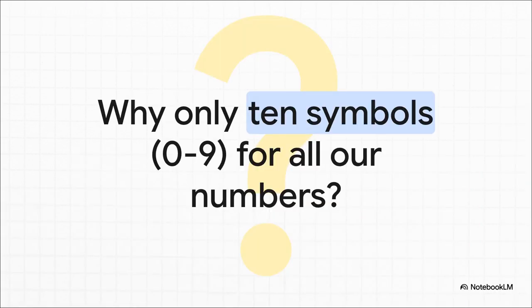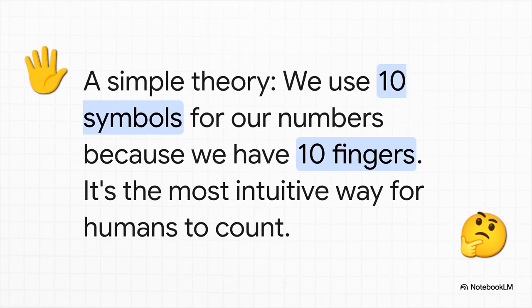But before we even get to computers, let's start with a question you've probably never really thought about. We can imagine any number, right? From 10 to 10 trillion, but we only use these 10 little symbols to write them all down. Why just these 10? Well, the simplest theory, and honestly it's pretty elegant, is that it comes from the very first counting tool any of us ever had, our own two hands. 10 fingers, 10 symbols. It's just so intuitive that it became the default for pretty much all of humanity.